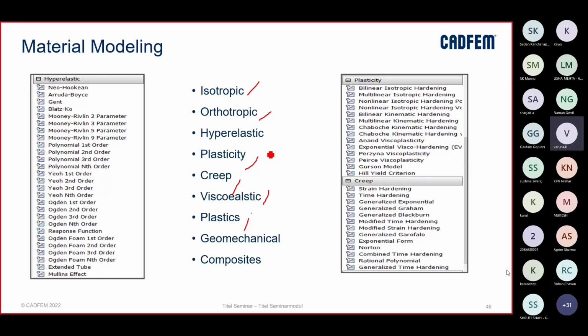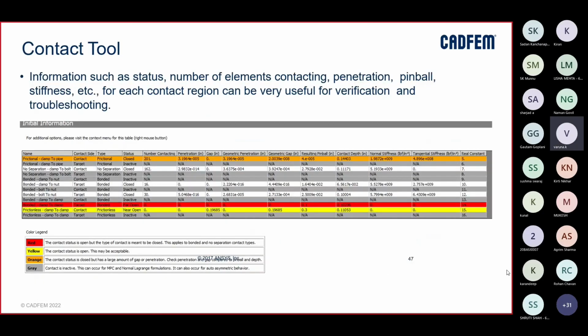So let us assume that you have been given one body in the geometry, and the material. How do you decide whether it is hyperelastic, a plastic material, or a viscoelastic material? For that you always have to define the material properties. Depending on the material modeling options available, you can use them and do the material modeling part. Okay, next one, contact tool.